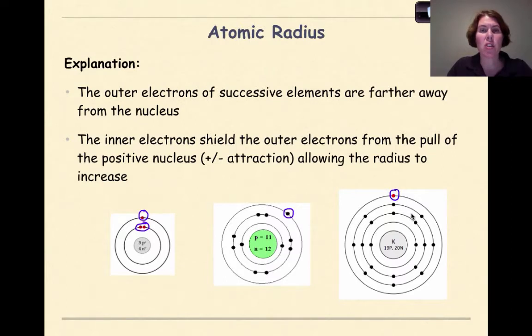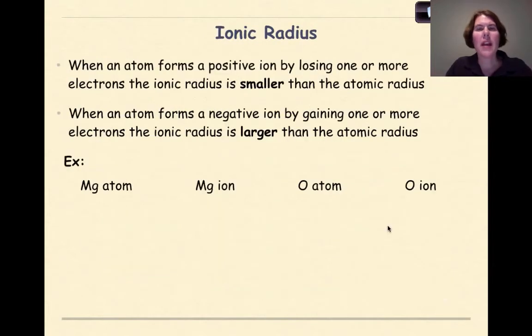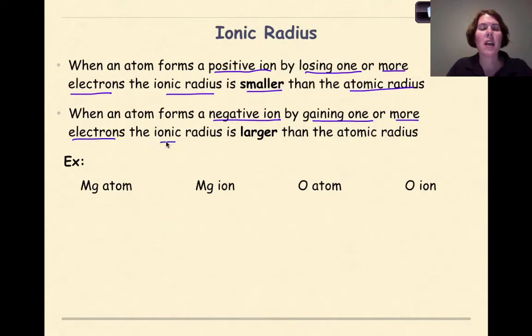18 electrons shield that one electron from the nucleus, so that one valence electron can be much farther away from the nucleus than the core electrons. Now let's talk about ionic radius. When an atom forms a positive ion by losing one or more electrons, the ionic radius is smaller than the atomic radius. When an atom forms a negative ion by gaining one or more electrons, the ionic radius is larger than the atomic radius. What does this look like?